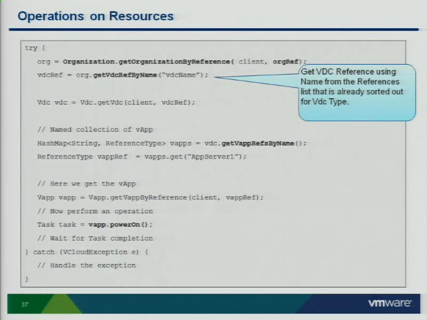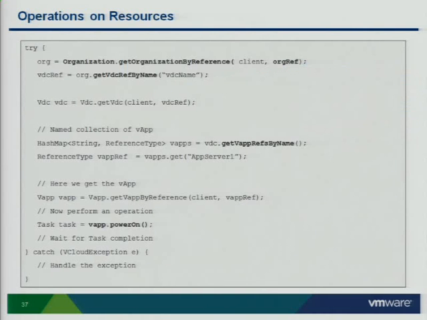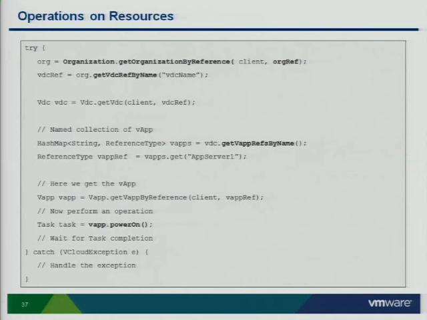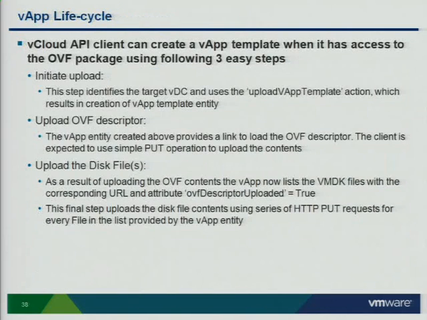One of the things that you can also notice is the predictability of the method names, or the operations that you can perform on those helper objects. So if you see organization, you will have get organization by reference, get VApp by reference, get VApp reference by name, and so forth. And when you are running that operation, you just say VApp.powerOn. So this is something that every user will end up doing.